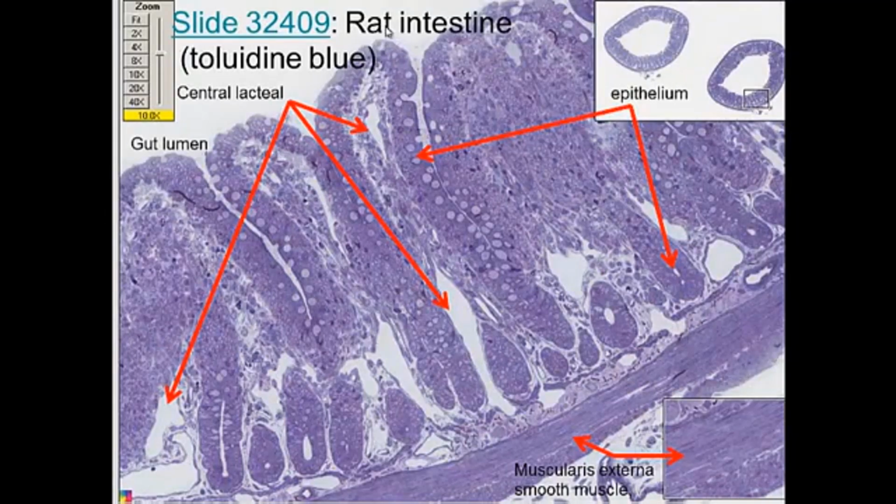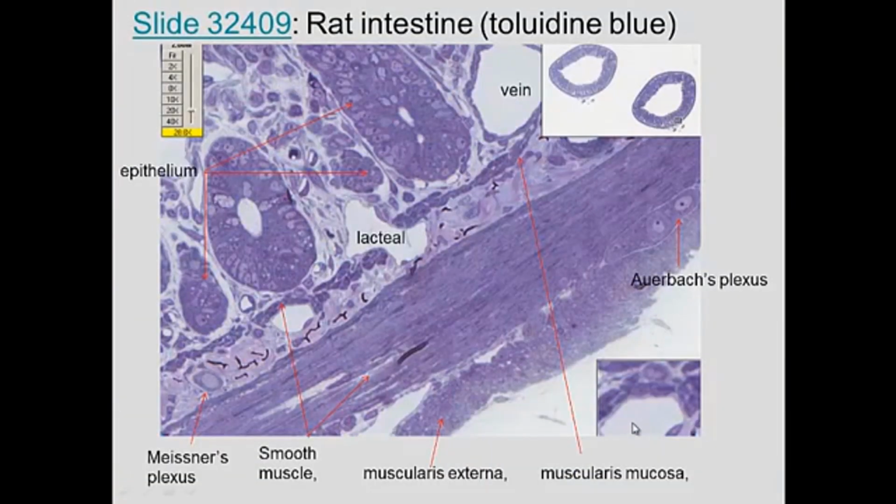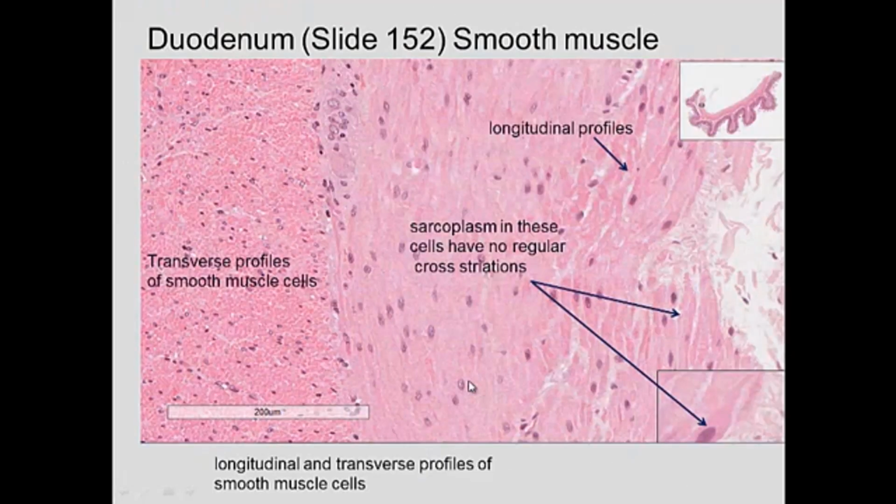If we look at rat intestine, we can see the mucosa there, which is epithelium plus the lamina propria, the connective tissue, all the way to the muscularis mucosa. There's muscularis mucosa and a muscularis externa. Both of those are smooth muscle. If we look at those a little closer, we can even see the myenteric plexus, the Auerbach's plexus. These are nerve cells that regulate peristalsis, which is a contraction caused by the muscularis externa.